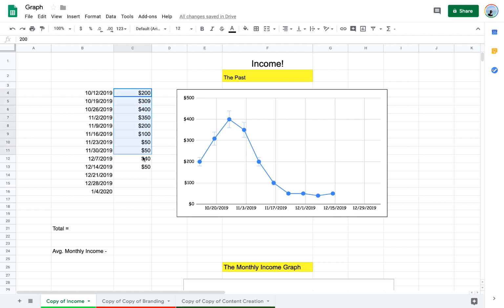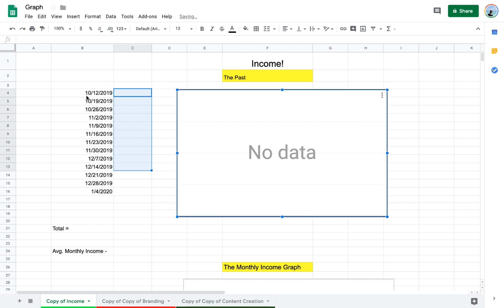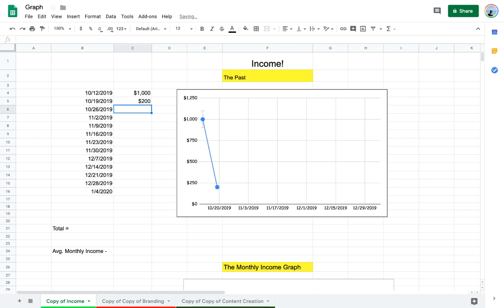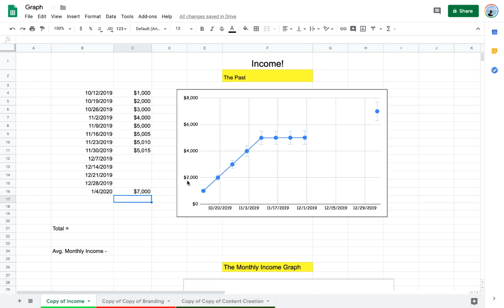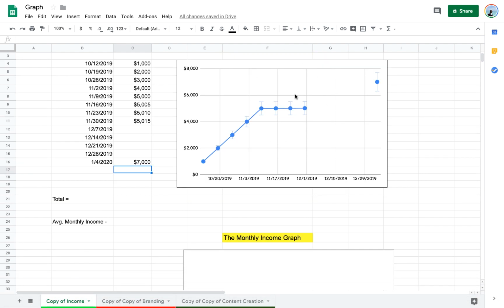Now, the way you use it, okay, is you put your numbers in here for the last 3 months. This is by a week basis. If you make 1,000, 2,000, 3,000, 4,000, 5,000, 5,005, 5,010. I'm just playing around, guys, right? So now you have this graph, right? Now let's say the highest you hit is maybe $7,000 or something.